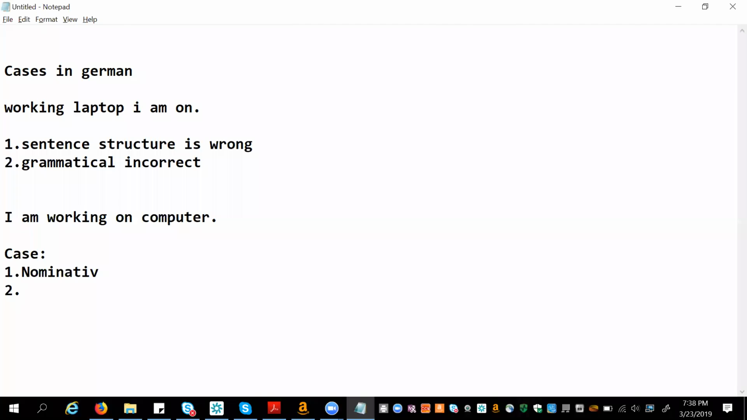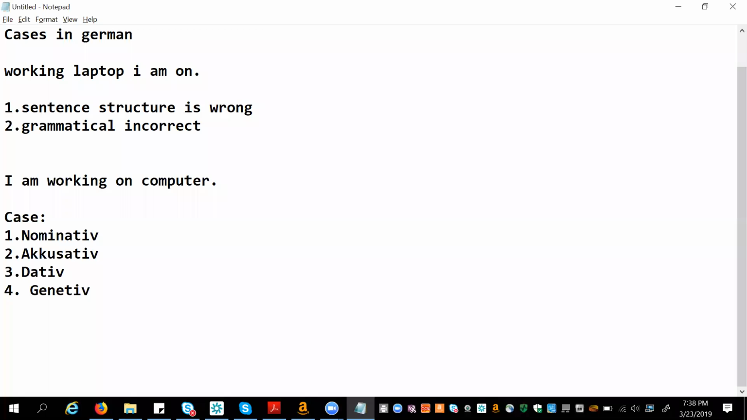So nominative, accusative is the second case. Third is dative, and fourth one is genitive, right? Now, what are these nominative, accusative, dative, genitive? You guys will be wondering and not understanding what I'm writing. But it's very important from the grammar point of view. We need to know what these cases are.